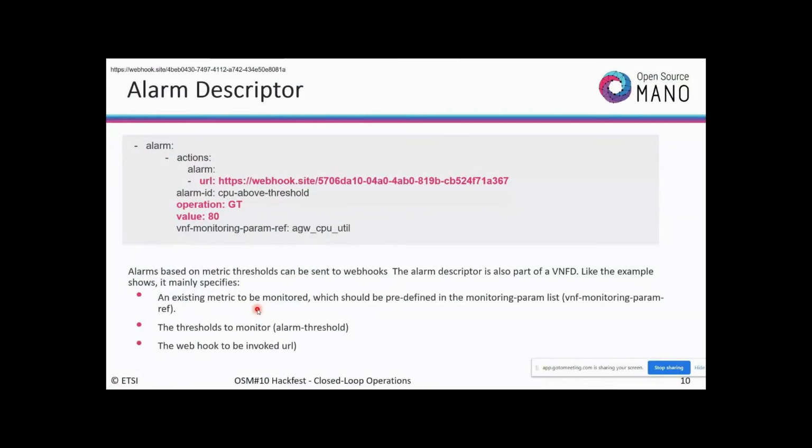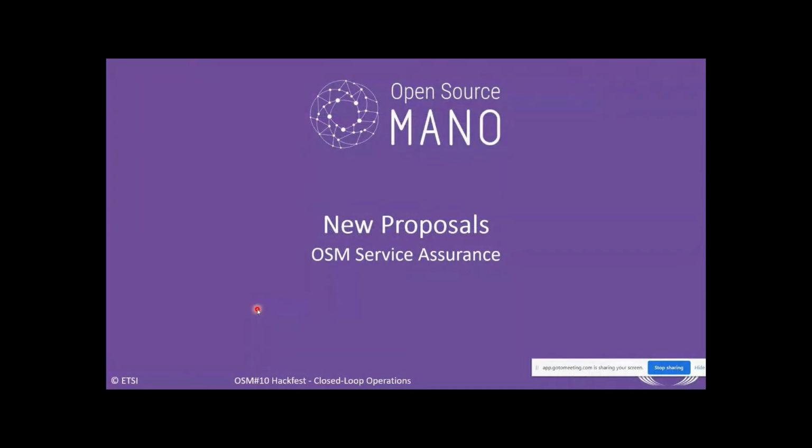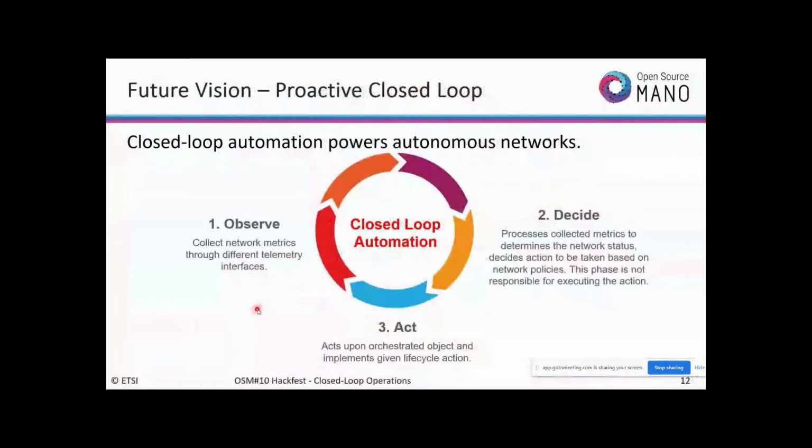Next is the strengthening of the closed loop automation itself. As I mentioned, auto healing is a new feature that we are trying to introduce, so that not only scale but heal when there's a problem. That means if the VNF or the network service has become completely unresponsive, can I reboot that VNF or reinstall that VNF? That is auto healing.